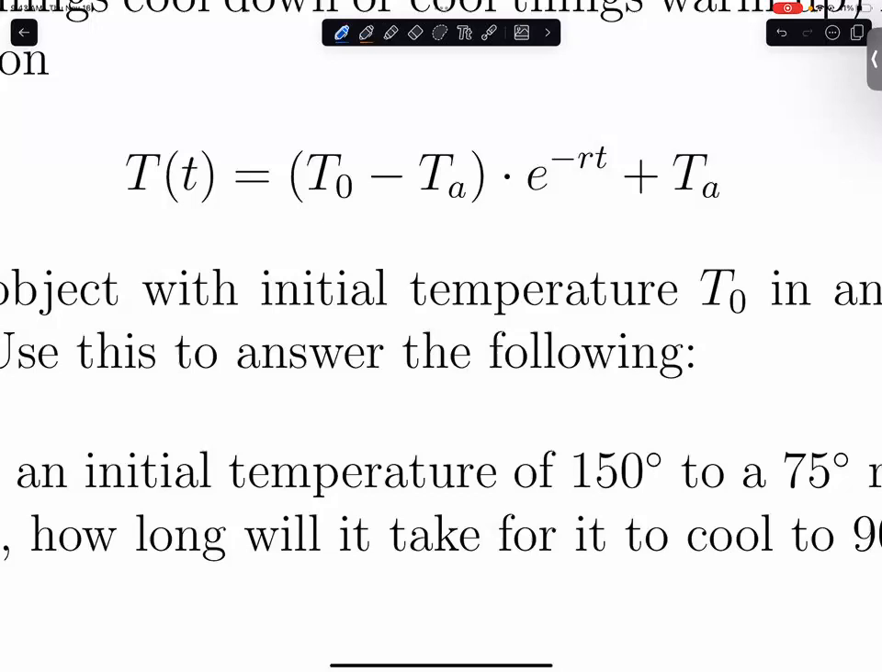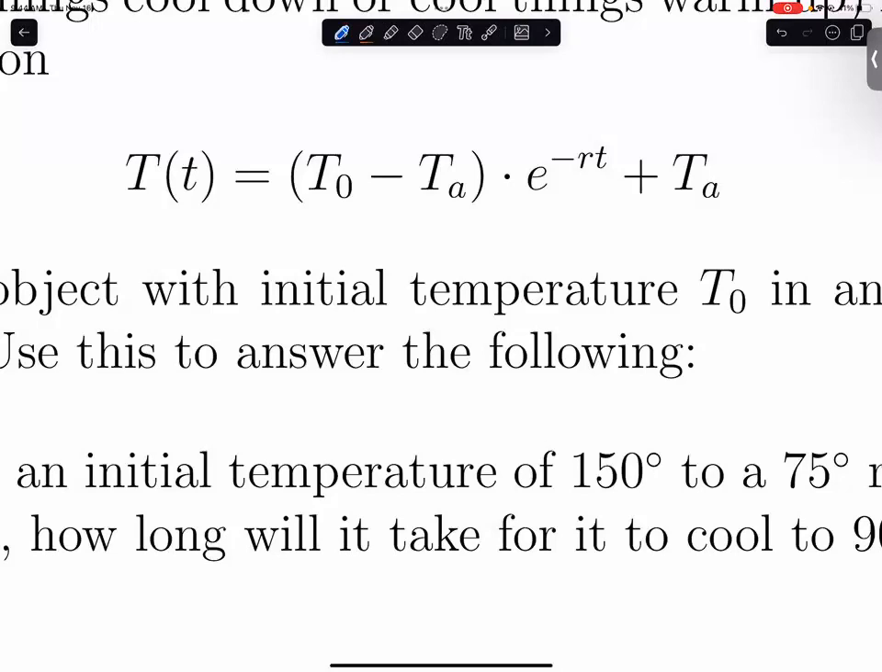T with a subscript 0, T naught, that still means starting or initial, right? So that's how hot my tea was when I brought it into the room and set it down. The other one here is this T with an A subscript. We take the difference in those two things here, and then we've got, again, an exponential term. We're talking about a thing that's cooling off, so the temperature is decaying. That's why this is negative.